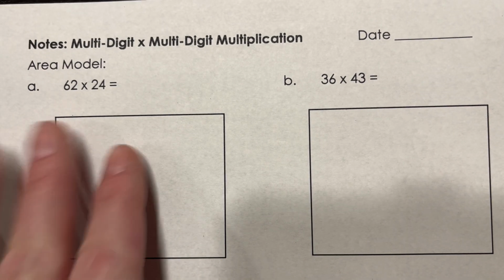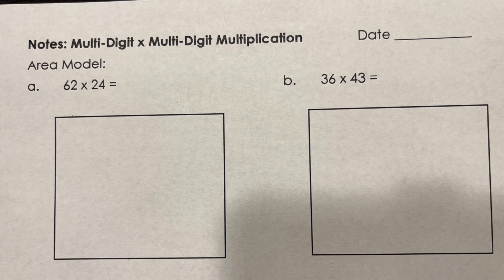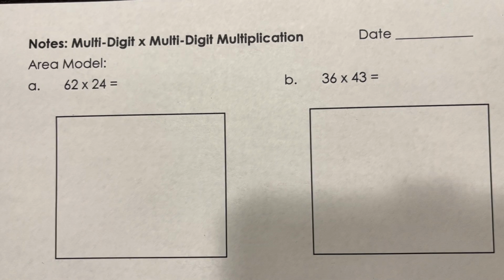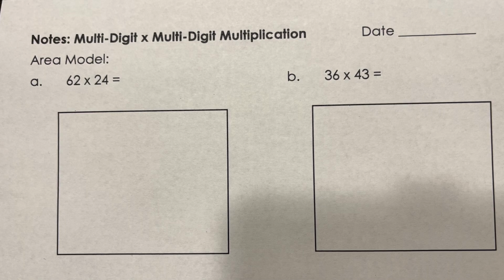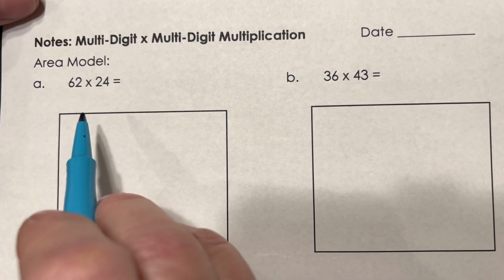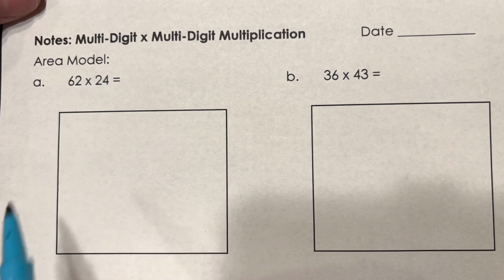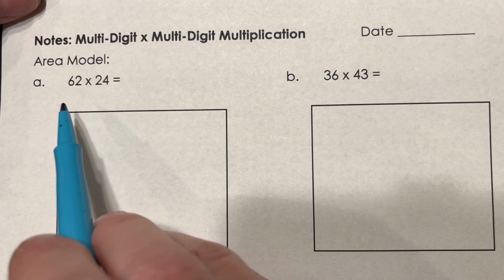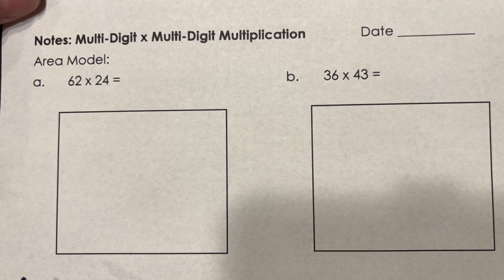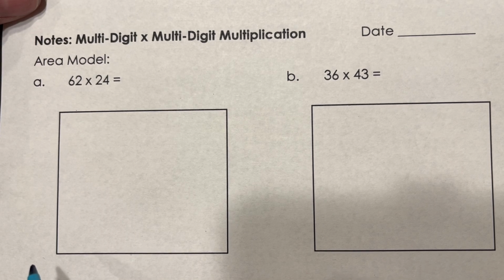So you should have this sheet in front of you. I have it attached to the Schoology page, and you need a pencil, and we're good. All right, so we're gonna start off with the area model. I have 62 times 24, and multiplication's commutative, so it doesn't matter which one you put on which side, right? Areas, length times width times length will give you the same thing.